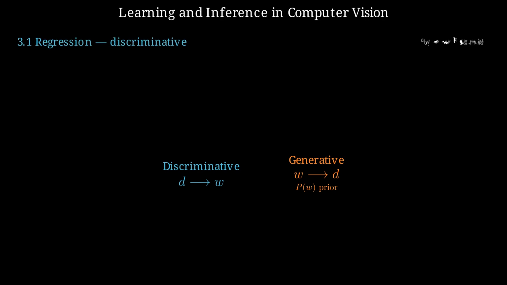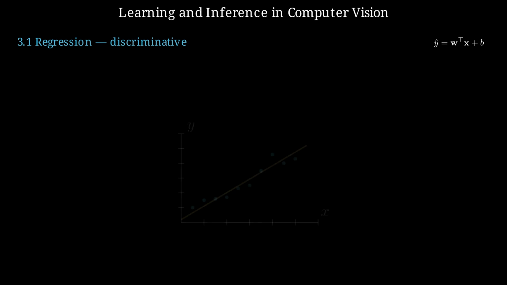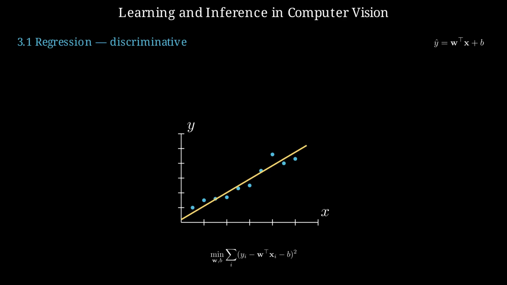Section 3, Example 1, Regression. Regression arises whenever the world variable W is continuous: depth at a pixel, head pose angle, room illumination, or tumor volume from scans. Each training example is a pair, feature vector X and scalar target Y. In vision, X might be patch intensities, SIFT descriptors, or the output of a convolutional layer.